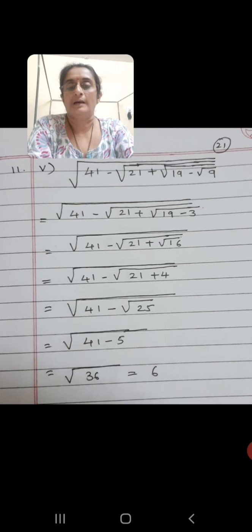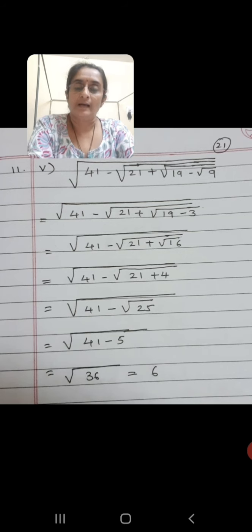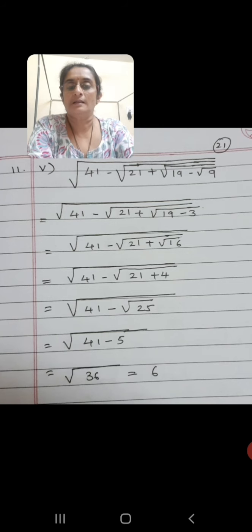Root 41 minus root 21 plus root 16. Now again root 16 is also a perfect square number. So what is the root of root 16? That is 4. So that becomes 21 plus 4.